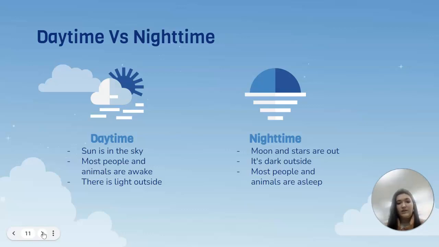All right, and then we talk about nighttime. At nighttime we're going to be seeing the moon, we're going to be seeing the stars, and it's going to be super dark outside. Most people are going to be sleeping. Like I said, you're probably going to be in bed at this time. It's probably your bedtime. You know you're about to go to sleep when it gets dark outside, right? Because that's nighttime.